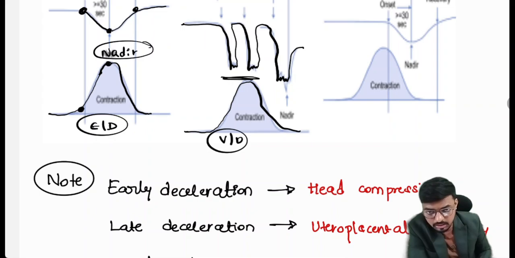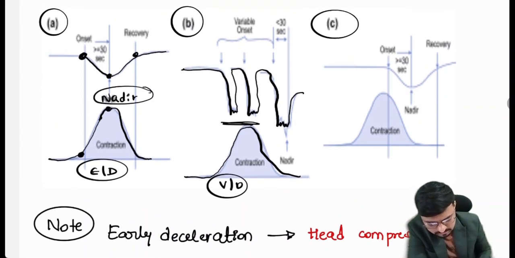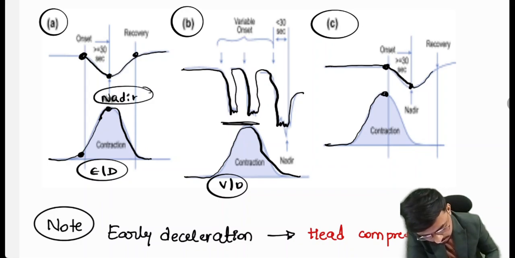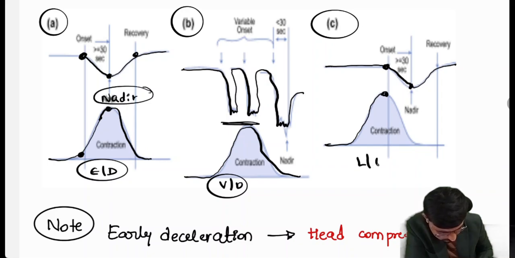Coming to the third image, image C. Look at image C. Here there is a uterine contraction. At the peak of the uterine contraction, the onset of the low fetal heart rate begins, and the nadir is not associated with the peak point. This is what we call late deceleration.